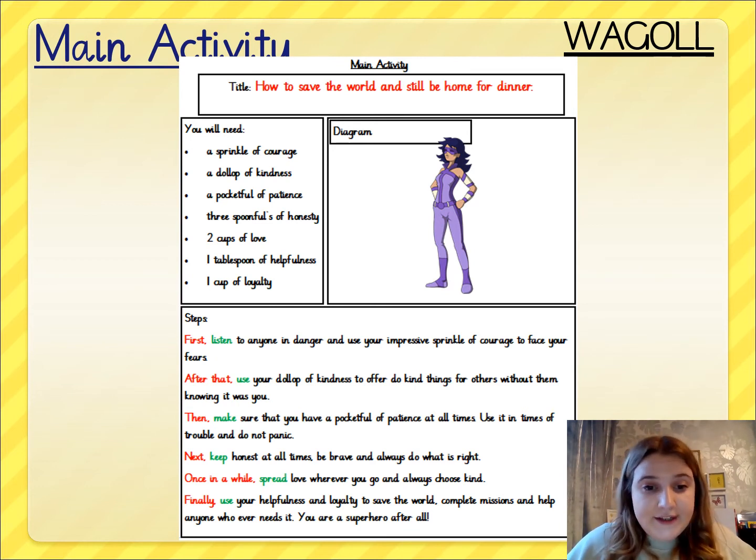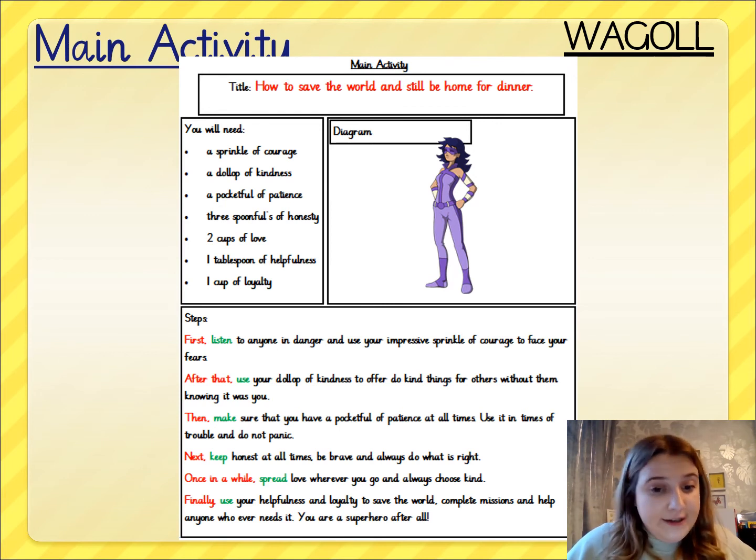First, listen to anyone in danger and use your impressive sprinkle of courage to face your fears. After that, use your dollop of kindness to offer to do kind things for others without them knowing it was you. Then, make sure that you have a pocket full of patience at all times. Use it in times of trouble and do not panic.